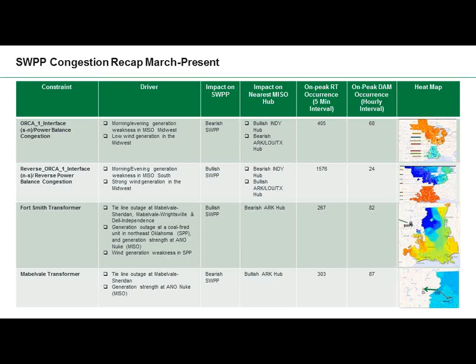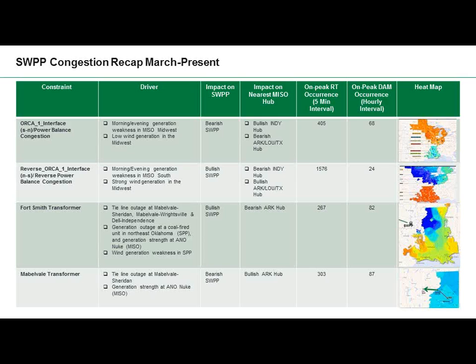Here we included a heat map on the right-hand side, showing the contour map of how the pricing is when this congestion hits. We also included the occurrence of the 5-minute real-time intervals, the number of times that it hits in real time versus the day ahead. And we see that it's been hitting more often in the real time versus the day ahead.